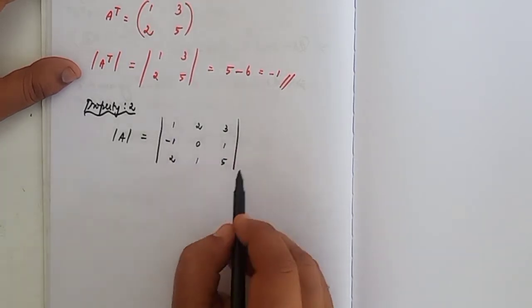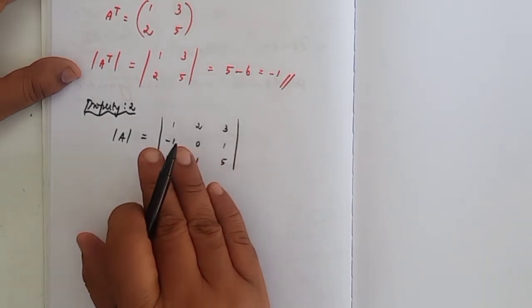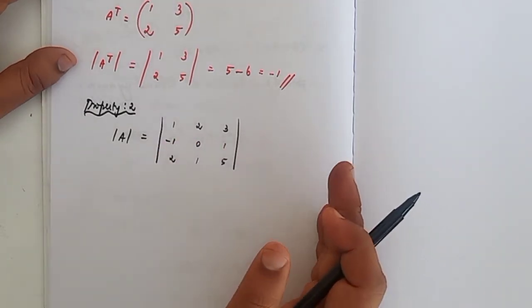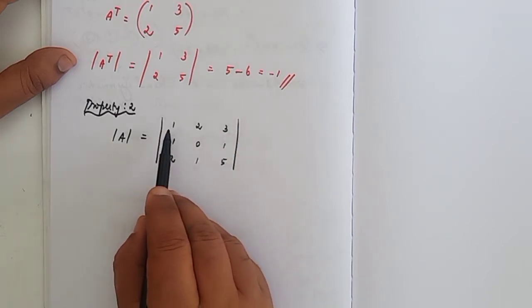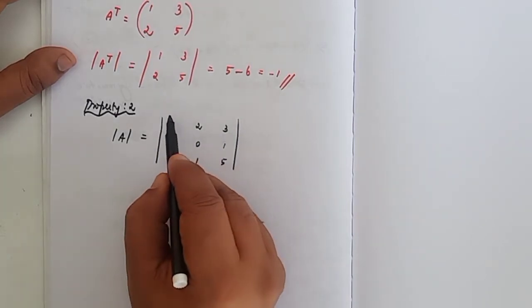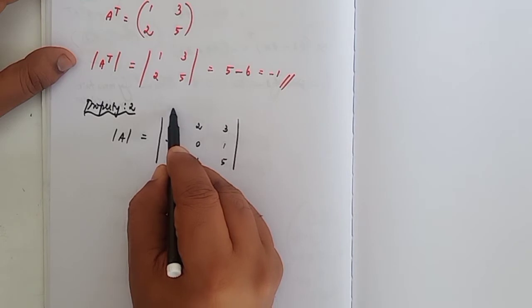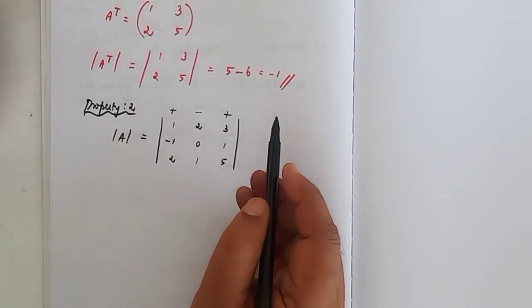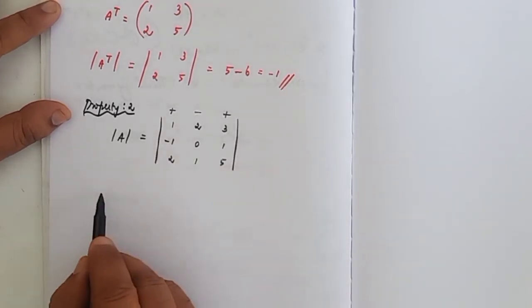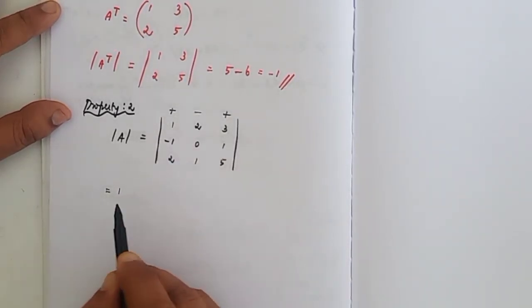You can expand the determinant by any one of the rows or any one of the columns. I go for the first row. Since I am considering the first row, at the top of the first row you have to put plus, minus and plus. Alternate signs you have to put. So, first I start with 1.